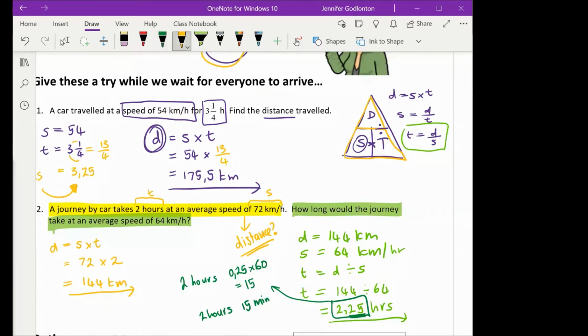Another way to think about it is just to think that 0,25 is a quarter, and a quarter of an hour is 15 minutes. So however you would like to think about it, you can think of it that way.